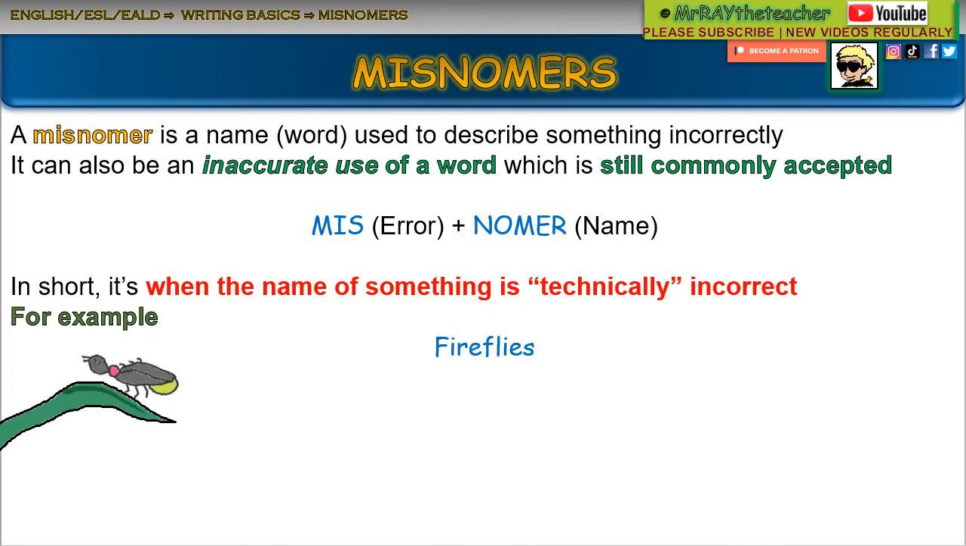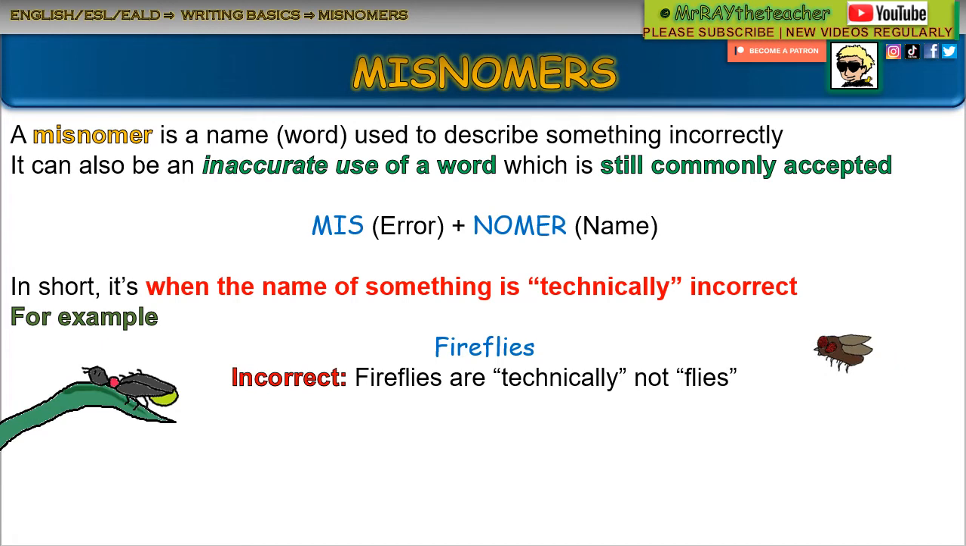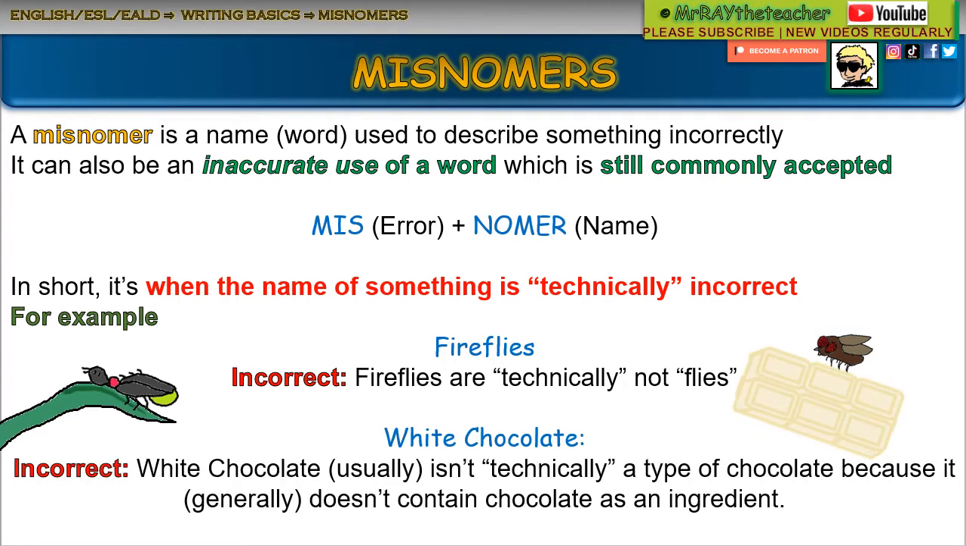So for example, and I drew this on paint. Fireflies are technically not flies, like this guy. That's different from a bumblebee. And you got white chocolate. White chocolate usually isn't technically a type of chocolate because it generally doesn't contain chocolate as an ingredient. I'm saying generally because you probably will get some that put in 1 or 2% cocoa or something, like really low amounts.